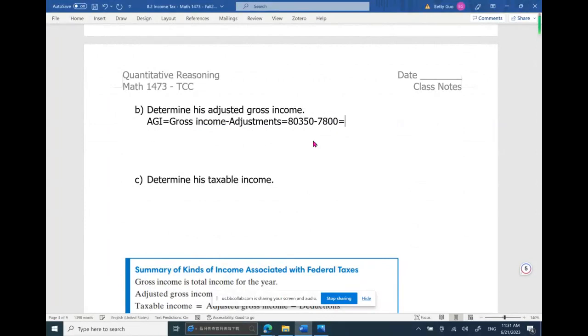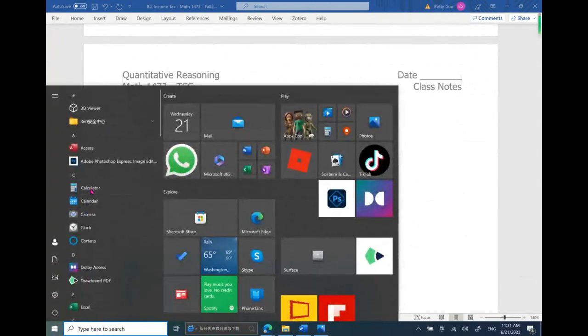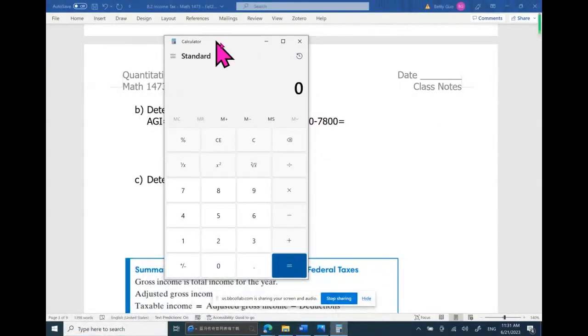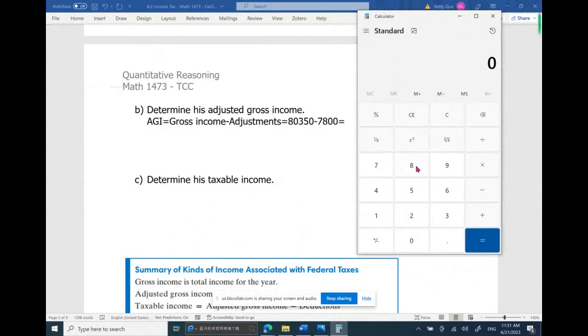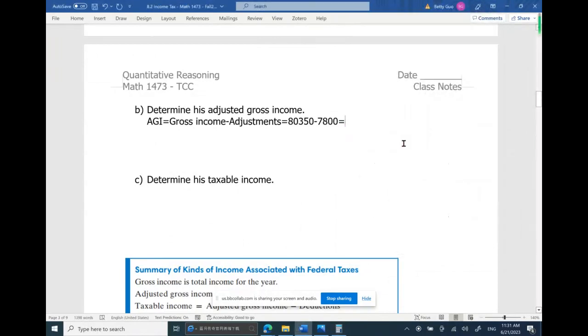$7,800. Okay, yeah. So we can do the calculation. Let me get my calculator. $80,350 minus 7,800 is 72,350. 72,550. Okay, so that is the AGI. That is the AGI.